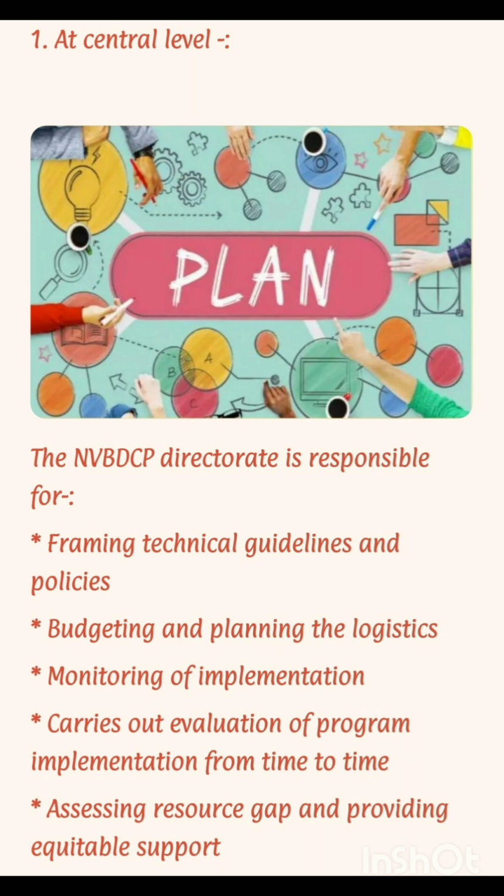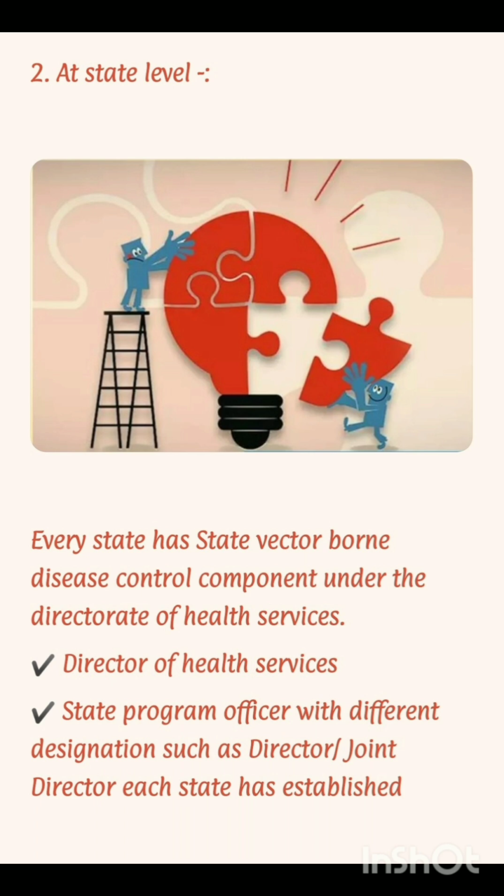Now let's talk about the state level. At the state level, every state has a state vector-borne disease control component under the Directorate of Health Services. So who are the people responsible for conducting it? Number one, Director of Health Services, and number two, State Program Officer with different designations such as Director or Joint Director, which each state has established.